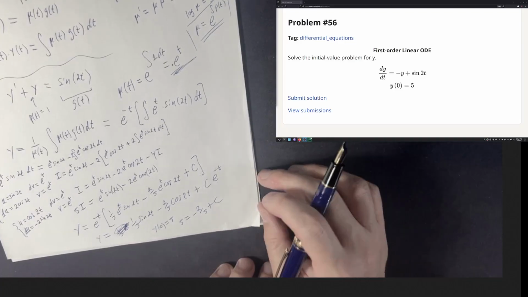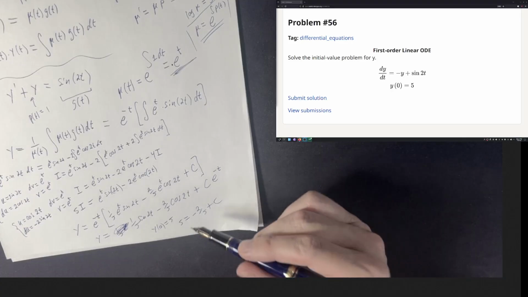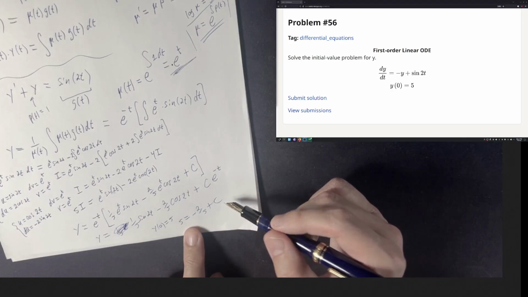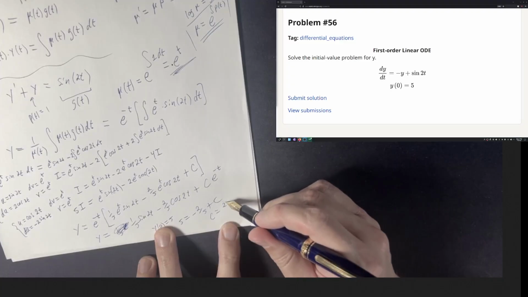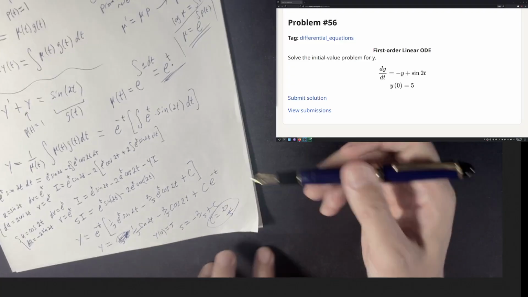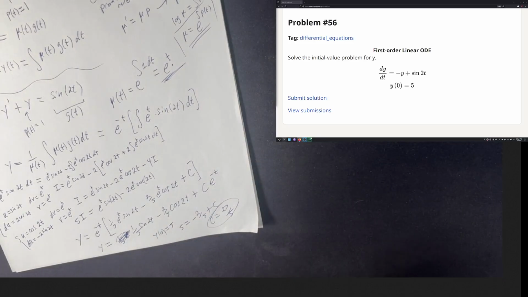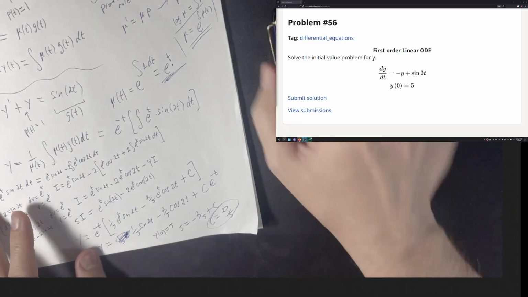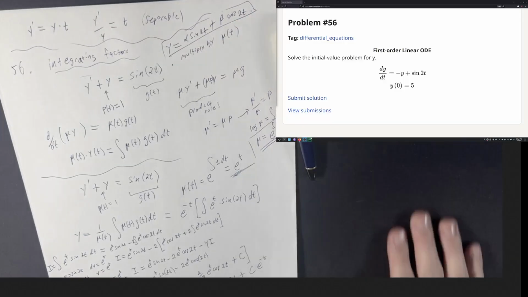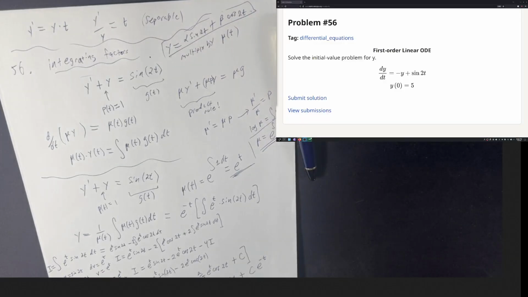And we're finally done with this problem. So 5 plus 2/5 is c. What's that, 27? 27/5. So if I let c be 27/5, that'll be the particular value that gives you y of 0 equals 5. I know, a little long-winded, but not as bad as you might think for a differential equations problem.